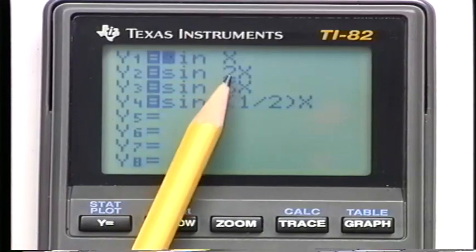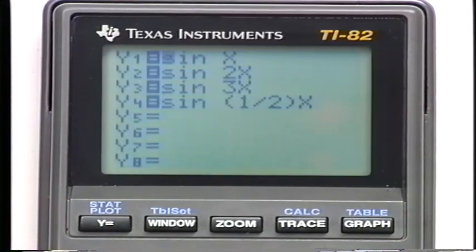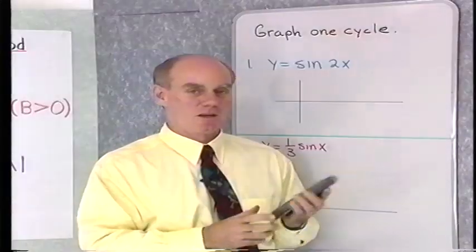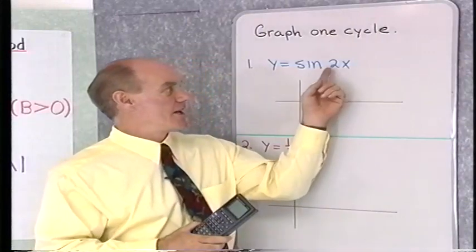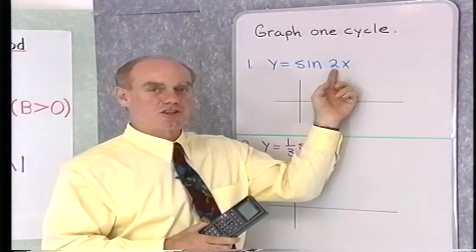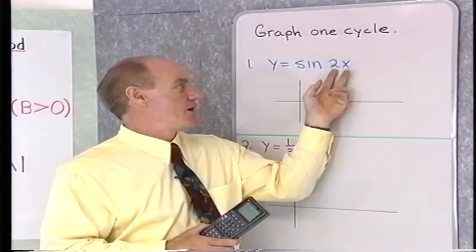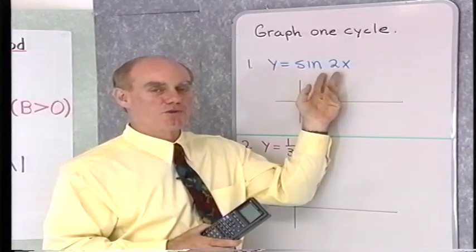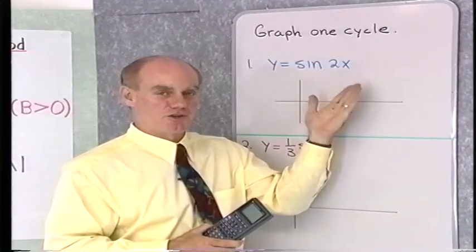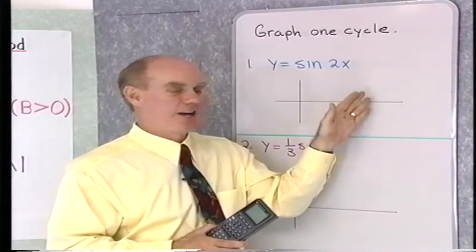This coefficient in front of x right here tells us the number of complete cycles that the curve will go through between 0 and 2 pi. So on this graphing calculator, we see that this coefficient of x tells us the number of complete cycles that the graph of y equals sine x will go through between 0 and 2 pi, or 0 and 360 degrees on the x-axis.